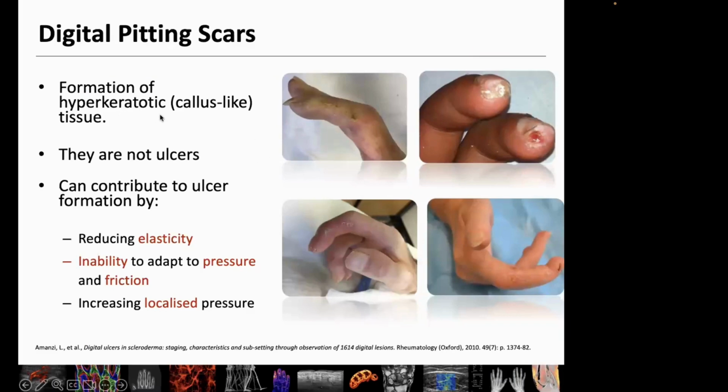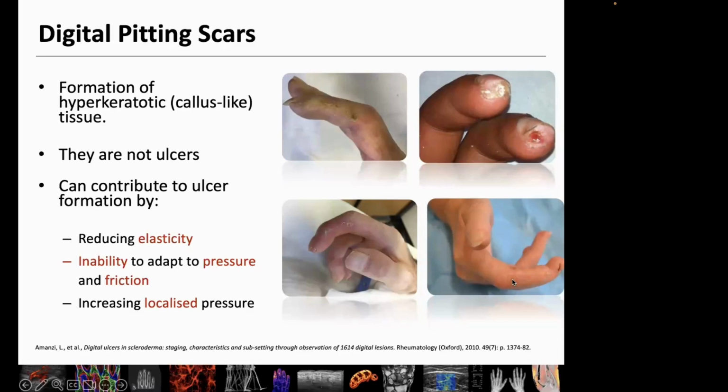From the skin, we can see that it also develops excessive hyperkeratosis, which is callus-like, and there are pitting scars. It develops in any area where you have friction, or where you hold a cup of tea, or you just use your cutlery. The areas that get more friction tend to get more pitting scars and callus. And the problem with the callus is that it makes it even harder for the skin to have flexibility, and it creates a focal point of pressure, and sometimes it can develop into ulcerations.